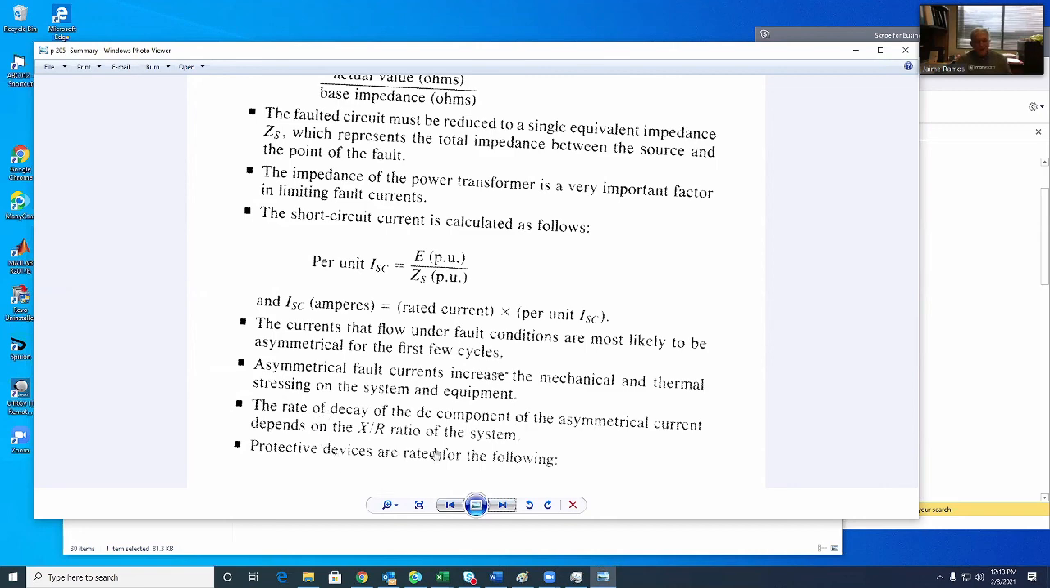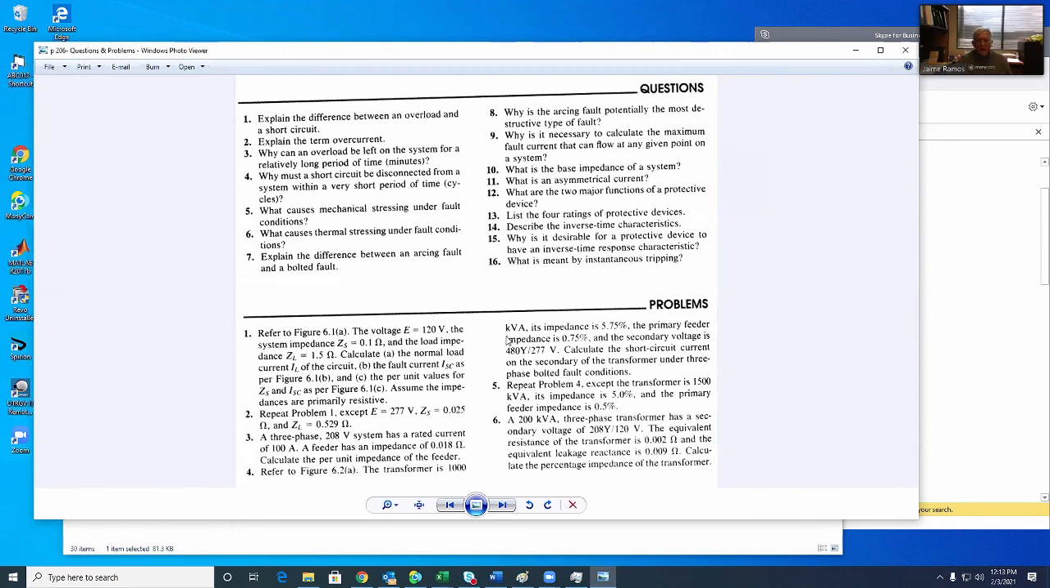Protective devices are rated for the following. Okay, so that's what I have. Protective devices, let me read from the book. Protective devices are rated for the following: maximum continuous voltage rating, maximum continuous current rating, interrupting rating, short time ratings.